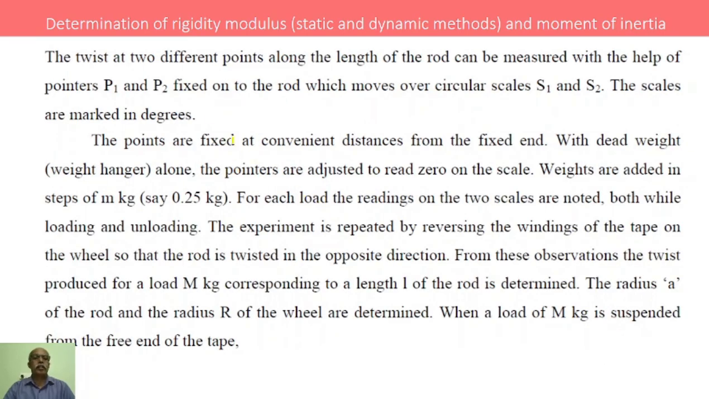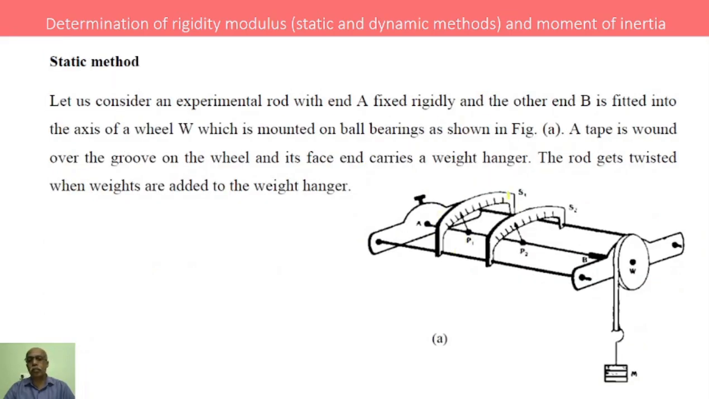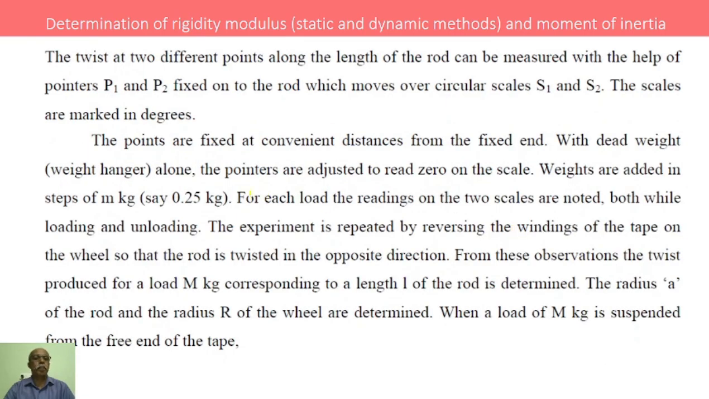The twist at two different points along the length of the rod can be measured by making use of circular scales S1 and S2 and the pointers P1 and P2. The scales are marked in degrees as shown in the figure. These are the two scales S1 and S2, with two pointers P1 and P2 attached to the rod. When the rod gets twisted, we can measure the angles theta1 and theta2, which are in degrees. The pointers are fixed at convenient distances from the fixed end of the rod, that is end A.